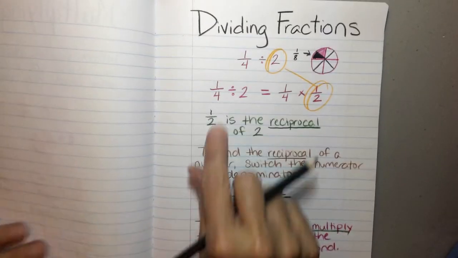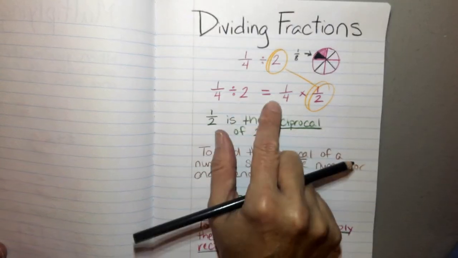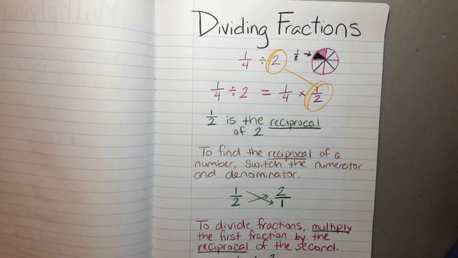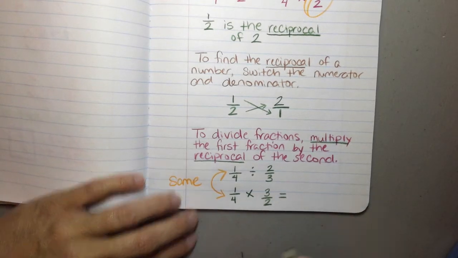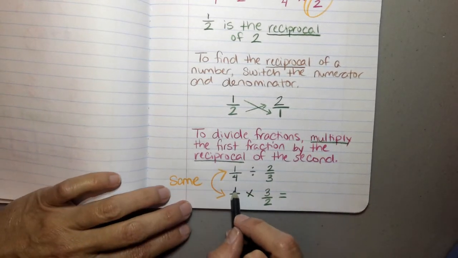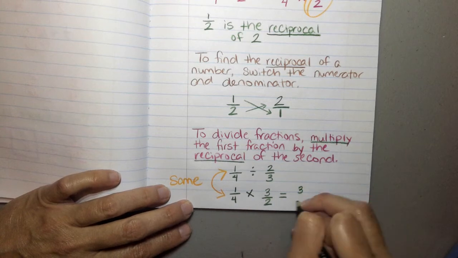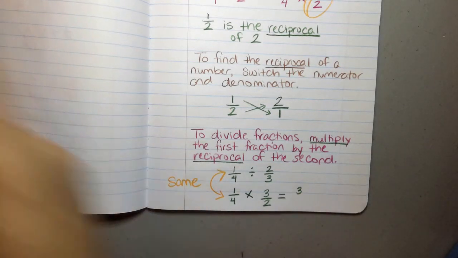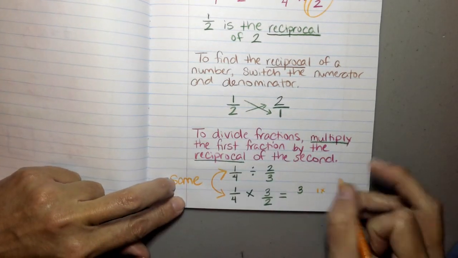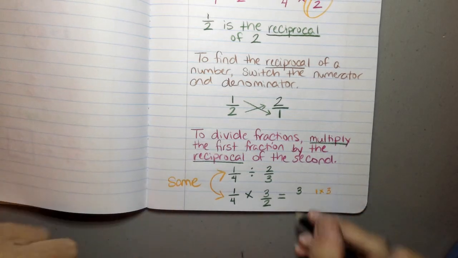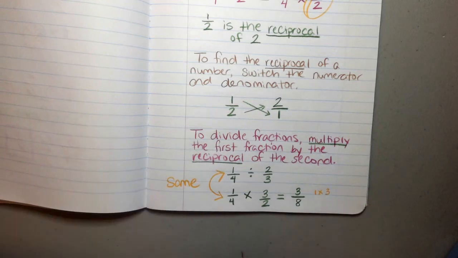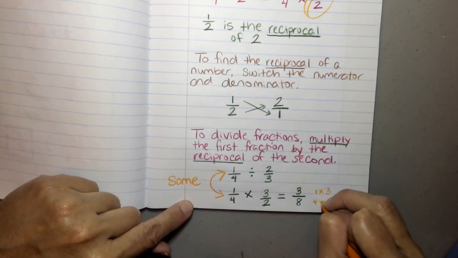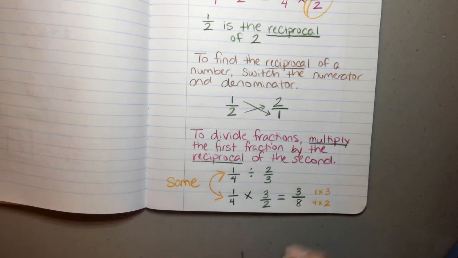Just like 1/4 divided by 2 was the same as 1/4 times 1/2. The rule for multiplying fractions is 1 times 3 is 3. I got that by just multiplying the 2 numerators. And then 4 times 2 is 8. So 3/8 is my answer.